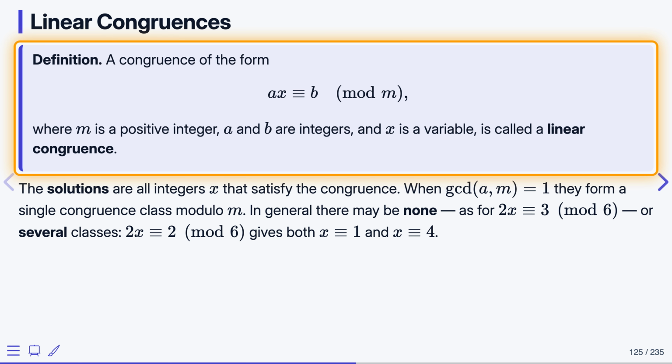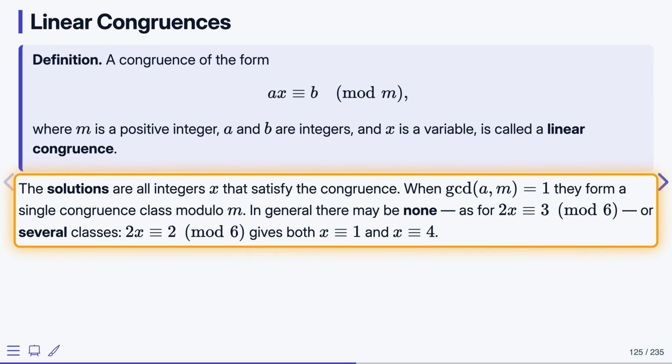A linear congruence looks like this. a times x is congruent to b, mod m. Here m is a positive whole number. The letters a and b are whole numbers too, and x is what we want to find. A solution is any whole number x that makes the congruence true. Whenever x works, so does x plus m, and x plus 2m, and so on. So solutions always come in whole congruence classes.